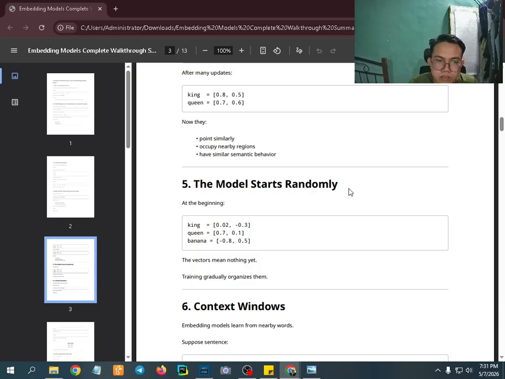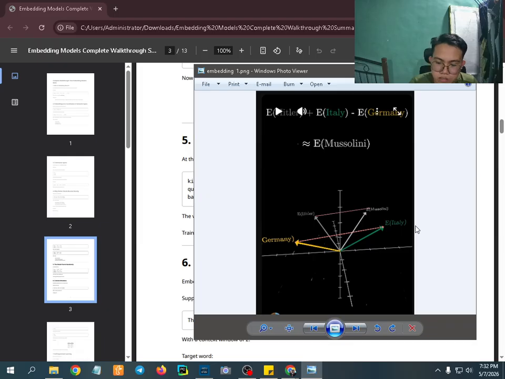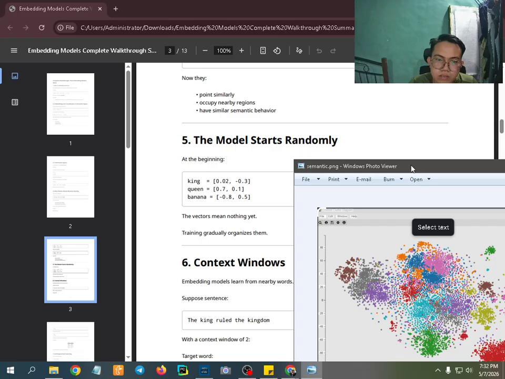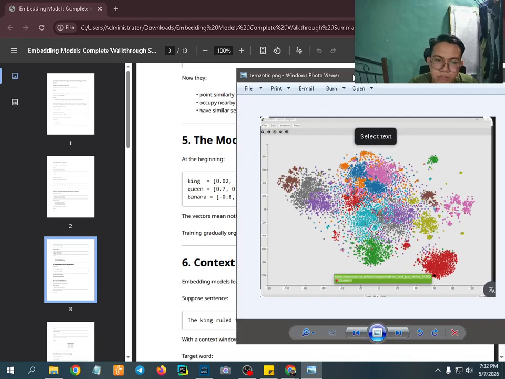Next, the model starts randomly. At the beginning, king, queen, and banana have random values. The vectors mean nothing yet. Training gradually organizes them until they form regions and cluster with each other, like in this photo. King and queen are associated because they often appear nearby each other in many datasets or sentences, so in this region they are clustered together.